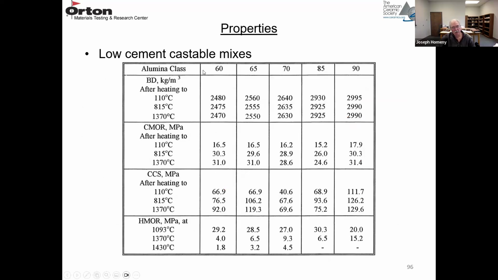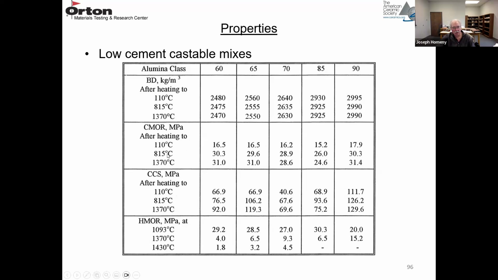And another data sheet for a low cement castable. And these are from 60 to 90% alumina. There's a bulk density here, cold MOR, cold crushing, and hot MOR. So just pointing out a few features here.